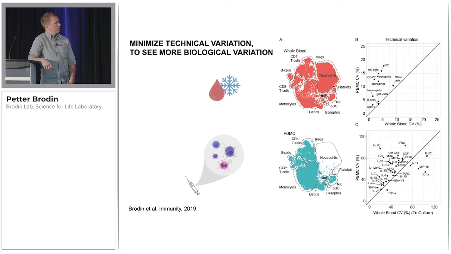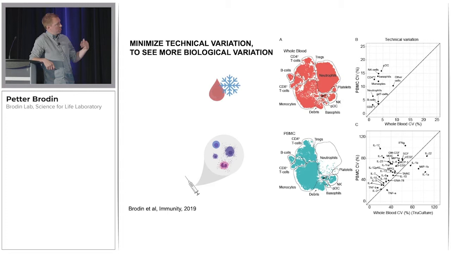It's changed everything, actually, because by stabilizing whole blood, freezing it after a 10-minute incubation after blood draw, and then thawing it, staining it, and running it as a whole blood sample. As you can see in the middle one, there are two t-SNE plots. The top one is from whole blood, and the bottom one is from PBMC, from the same blood sample. Everybody knows that neutrophils are lost in the PBMC prep, but there are other changes too.